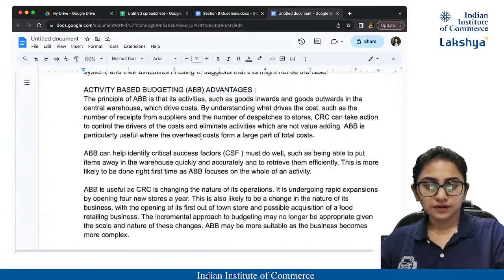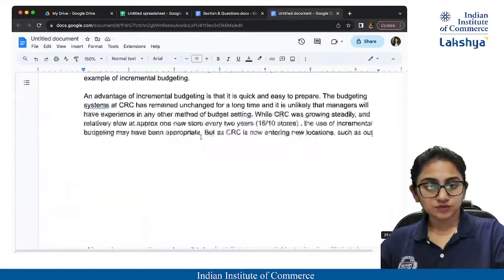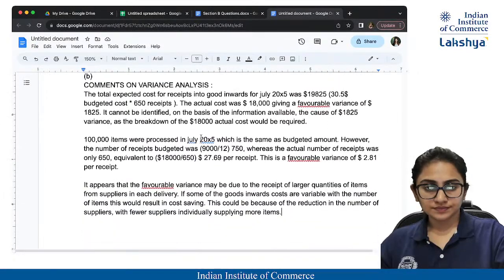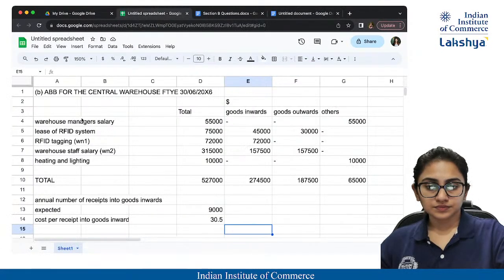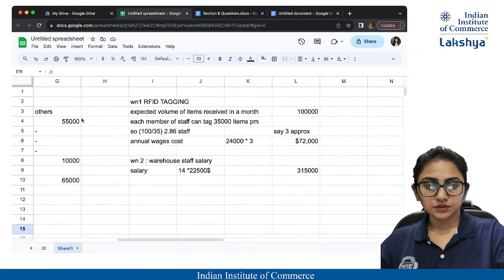And this is the A part, which is advantages and disadvantages of both the systems. And these are the working notes.